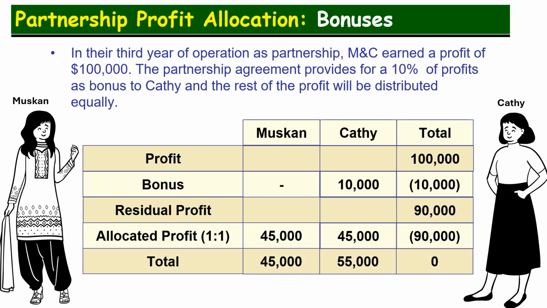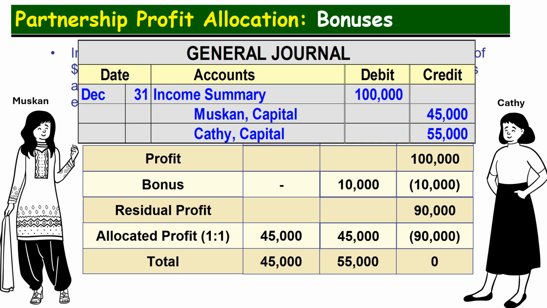So the total for Muskan will be 45,000 and for Kathy will be 55,000. Now that we have allocated the profit, the last step is to make the journal entries. So debit the income summary account for $100,000 and credit each partner's capital account for the amount in the total row in the profit allocation schedule. So this is how we allocate the profit or loss made by the partnership.